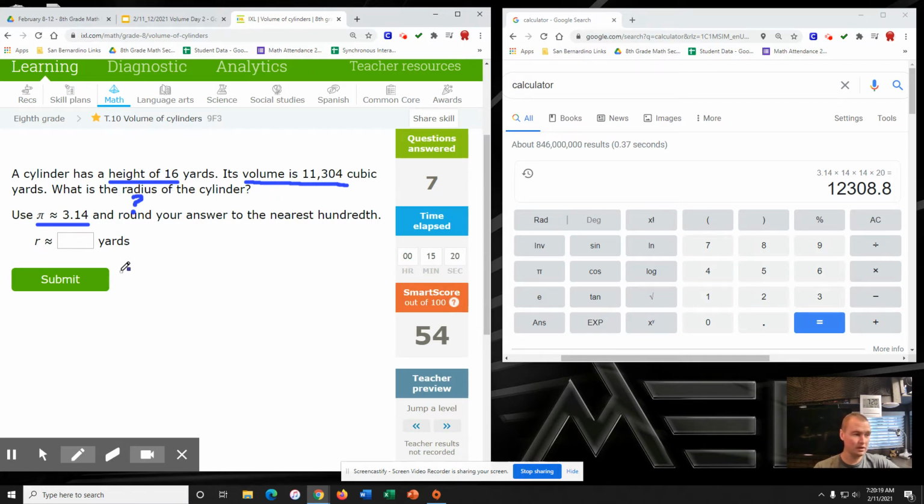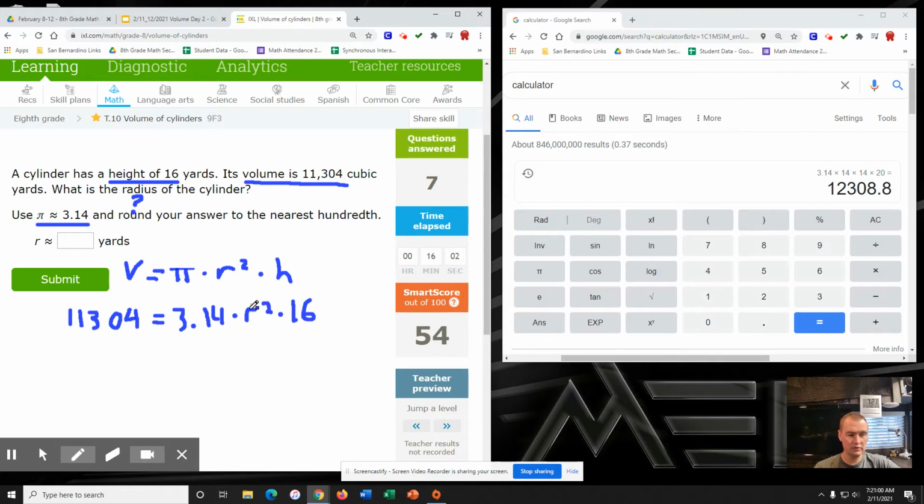But same formula. Okay, so I'm going to start with the formula again. So I got V equals pi times radius squared times h. So volume, V is going to be equal to 11,304 equals pi. They gave it to you as 3.14 times. Now, they didn't give you the radius. See, the radius is the question here. So I'm going to leave r squared alone. No touchy. Times the height of 16.